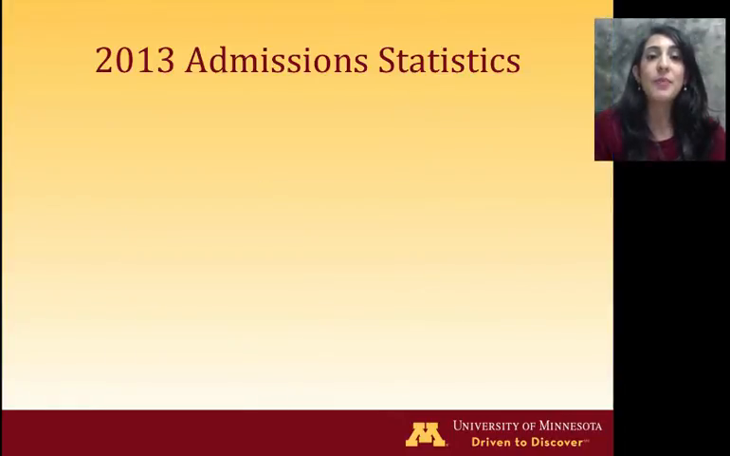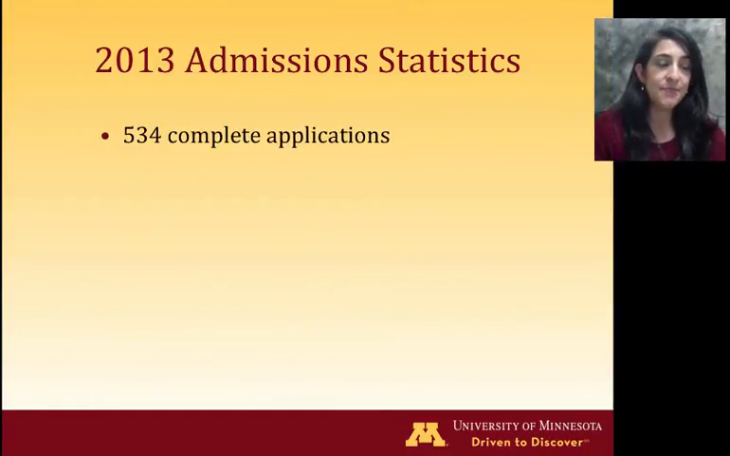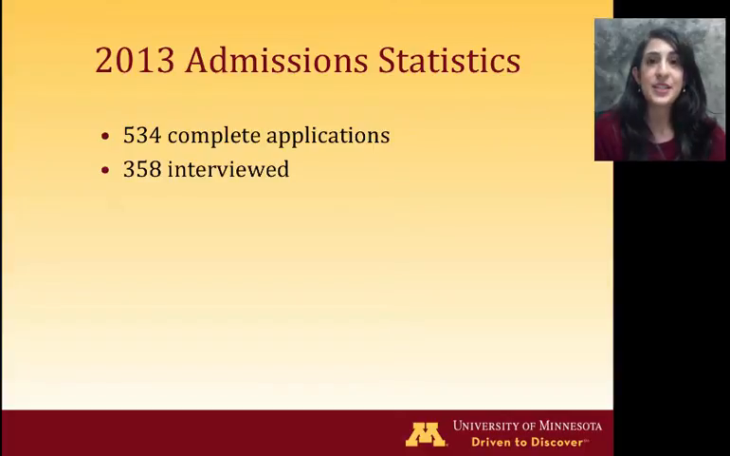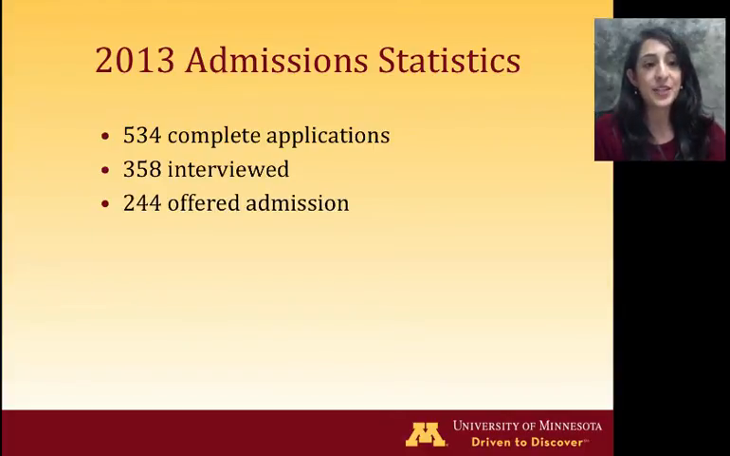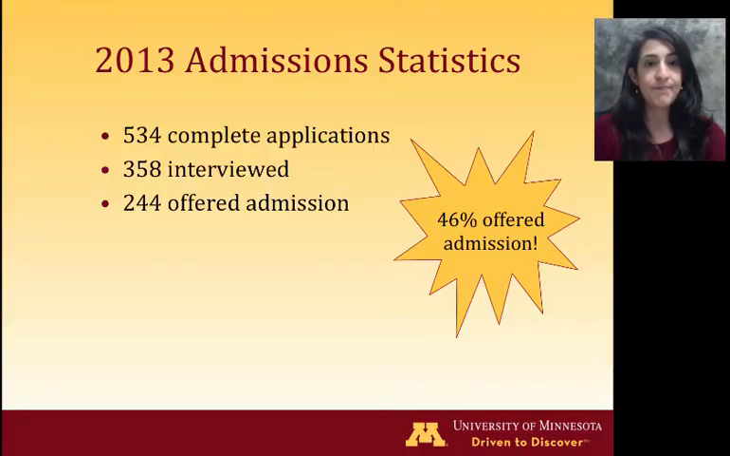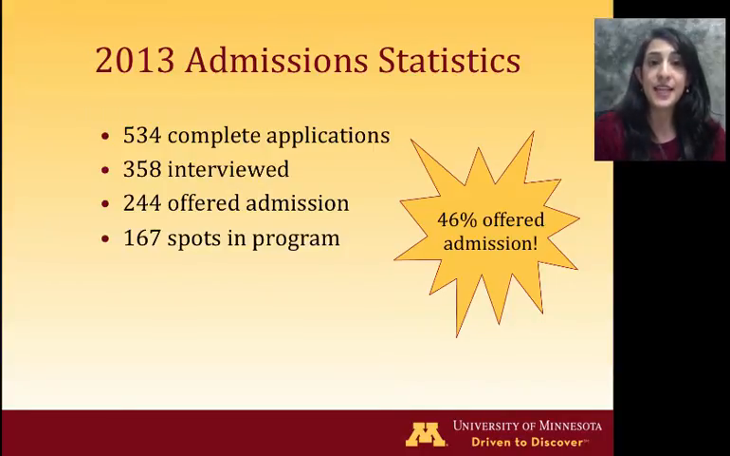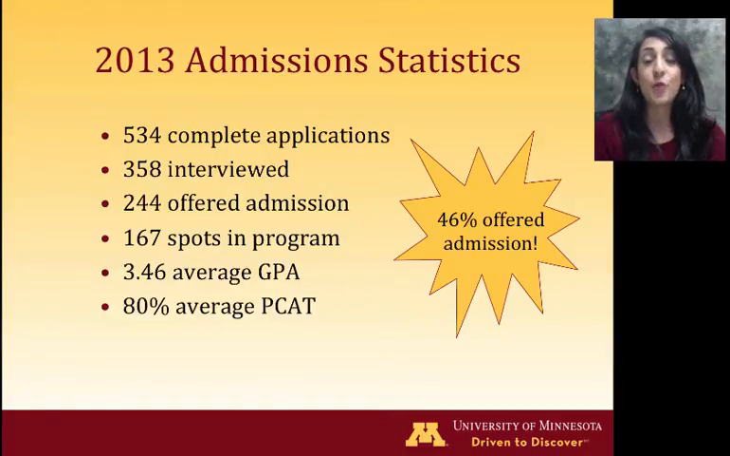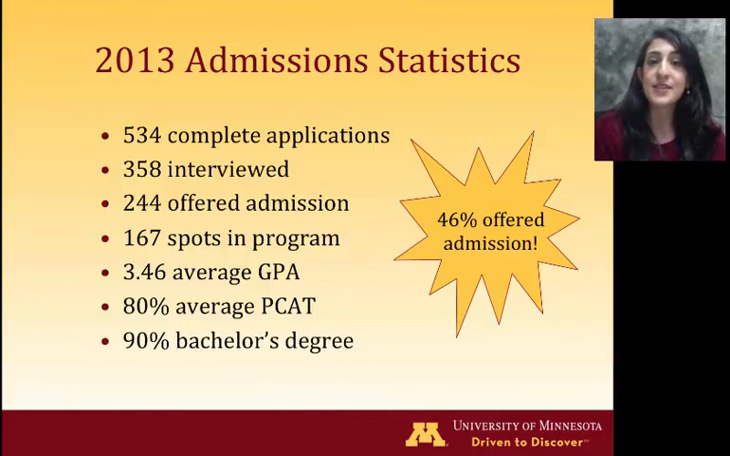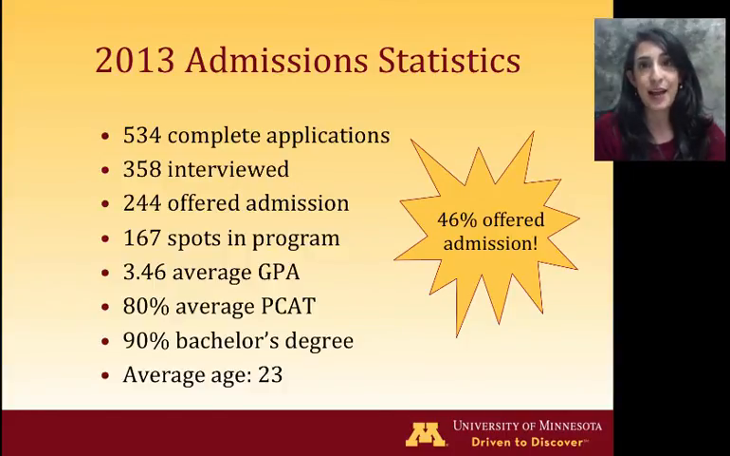At this point, you're probably wondering, what are my chances of getting in? So let's look at some statistics. In 2013, 534 complete applications were submitted to the PharmD program. We interviewed 358, and we offered admission to 244. That means that 46% were offered admission. There are 167 spots in the program, and 3.46 was the average GPA. The average PCAT score was 80%. 90% of our students have a bachelor's degree, and the average age was 23.